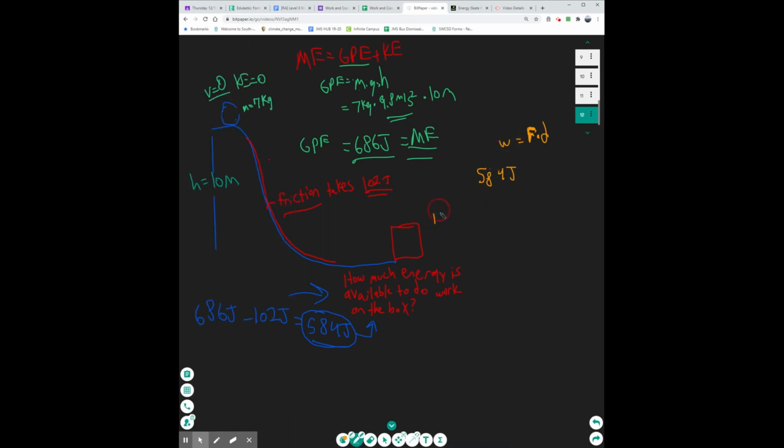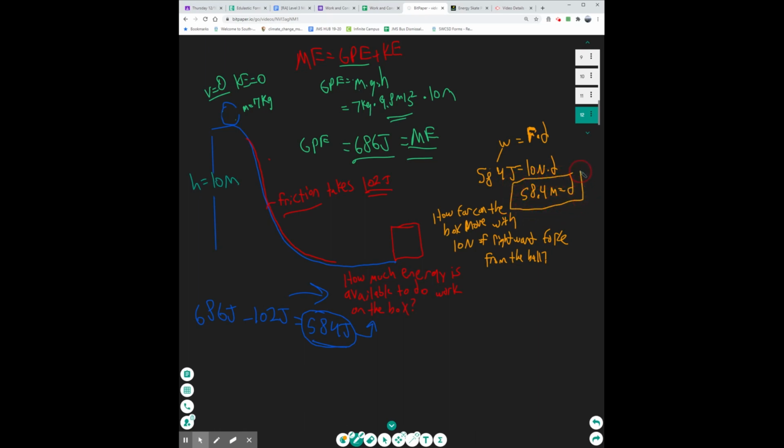We can say something like, okay, how far can the box move with 10 newtons of rightward force from the ball? Okay, well, now we know W equals FD, right? So our work is equal to 10 newtons times D. So solve for D, and it's just 584 divided by 10, which is 58.4 meters is the distance.